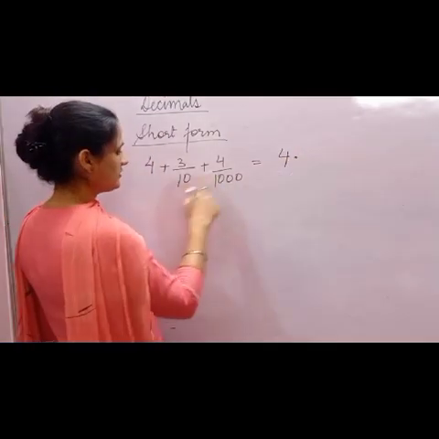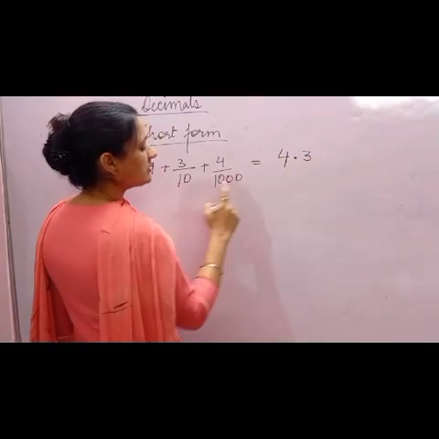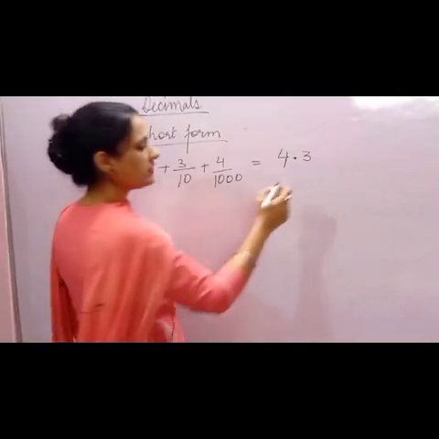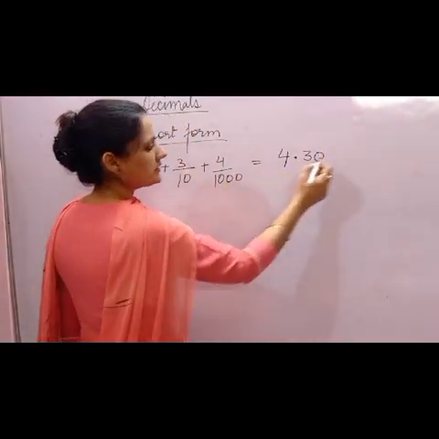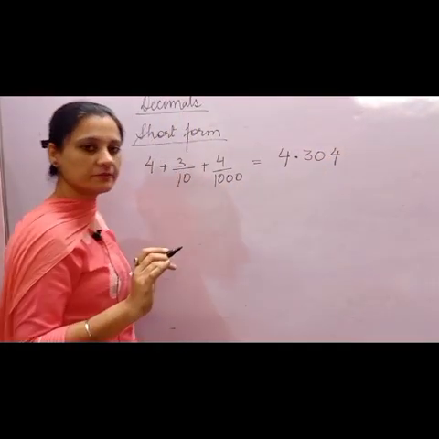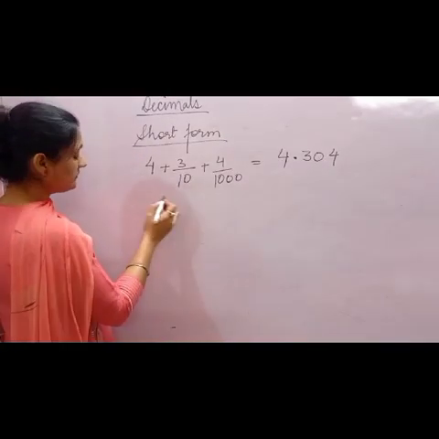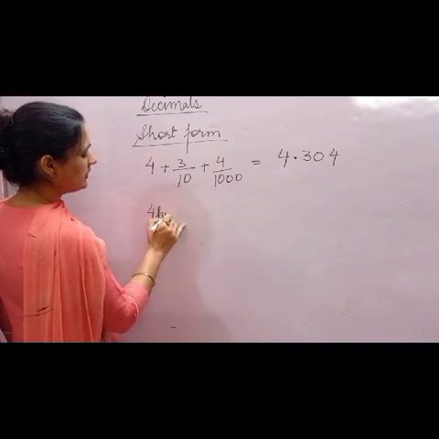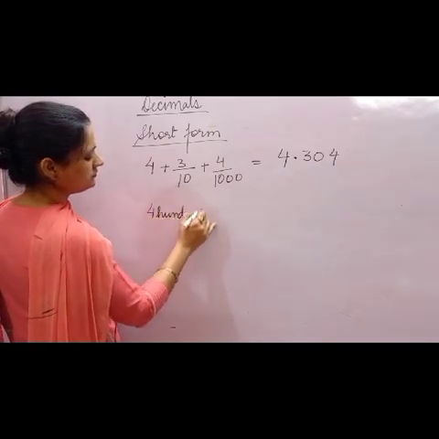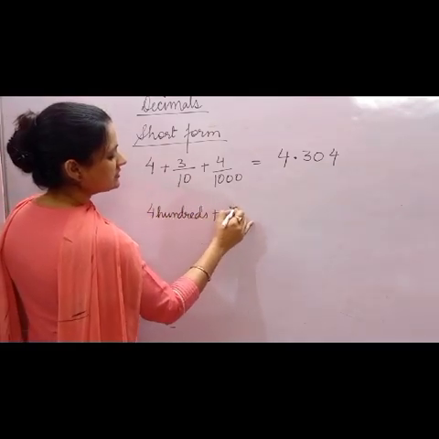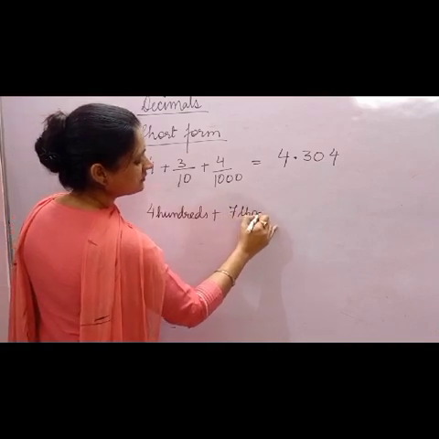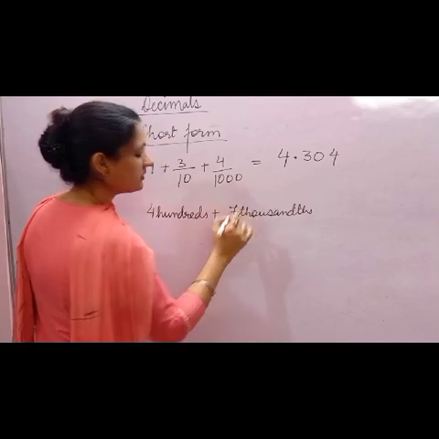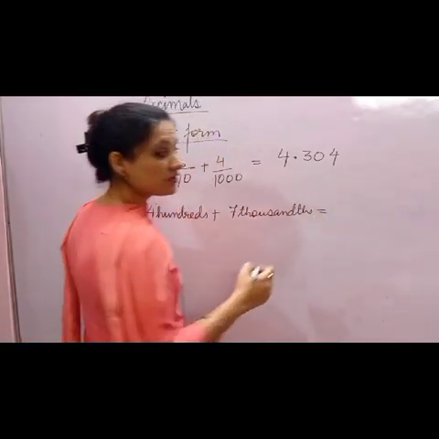First place is 10th. So 3 can be written here. Second place is 100th. Is 100th given? No, 100th is not given. Put 0 and then it is 1000th. Or it can come like this. If the question comes like this, suppose it says 400 plus 7 by 1000. How to write this in the short form?